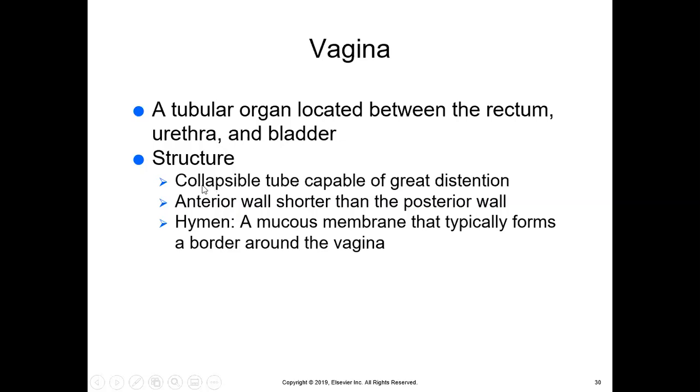The structure of it: it's a collapsible tube capable of great distension. The anterior wall is shorter than the posterior wall. And then the hymen is a mucous membrane that typically forms a border around the vagina.